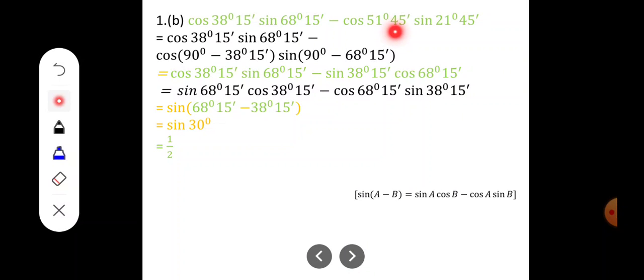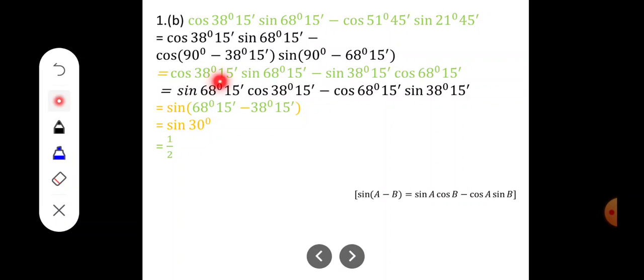So 51 degree 14 minute plus 38 degree 15 minute equal 90 degree. So we can write 90 degree equal minus this, and also 21 degree 45 minute equal 90 degree minus 68 degree 15 minute, because this plus this equal 90 degree, this plus this equal 90 degree.